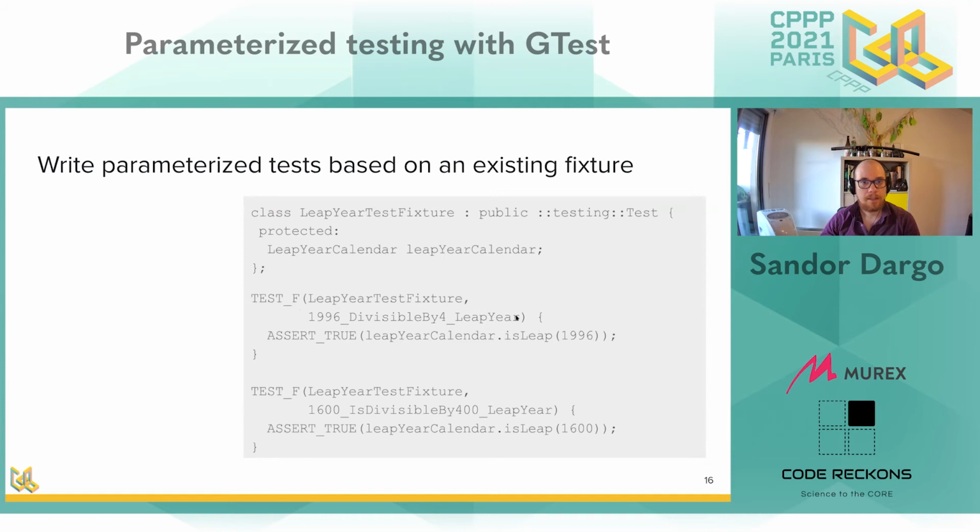So now let's see what to do if you already have an existing fixture. Here you see we use this testing::Test. We have our fixture, and we have some tests where we tested that 1996 was a leap year, 1600 was a leap year, and now you want to share some code of this fixture with parameterized tests. What can you do then? Well, one option is that you just rewrite everything from scratch, like we saw, or you can actually inherit from this LeapYearTestFixture.